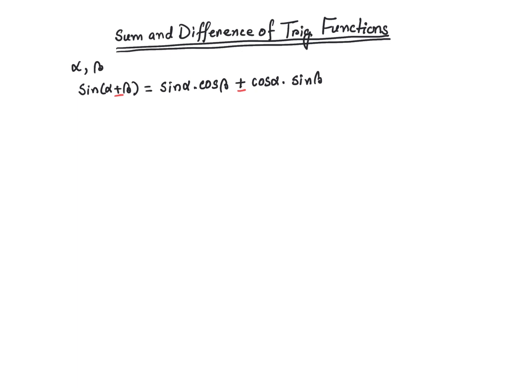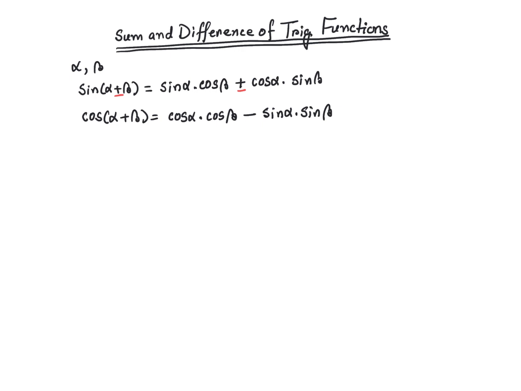sine beta. Now let me go ahead and do the sum of angles formula for cosine. So cosine of alpha plus beta is going to be cosine alpha times cosine beta minus sine alpha times sine beta.